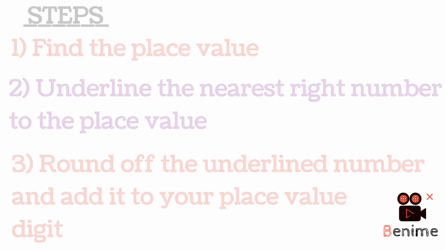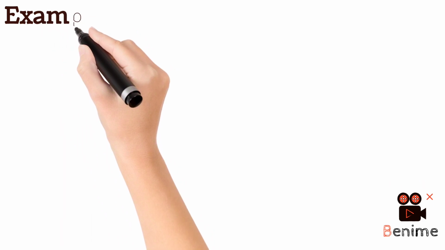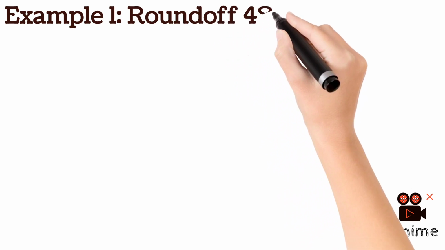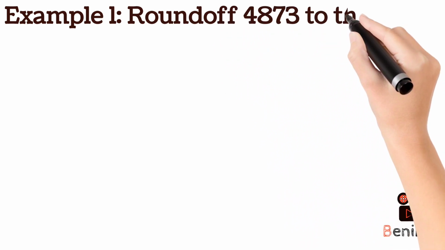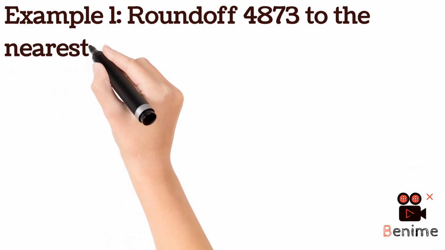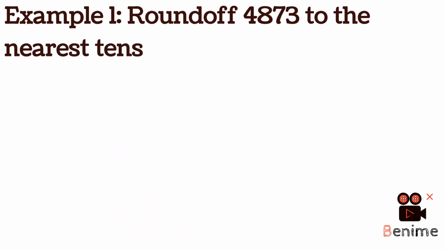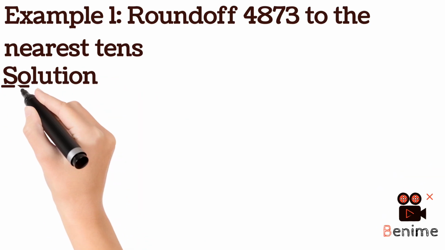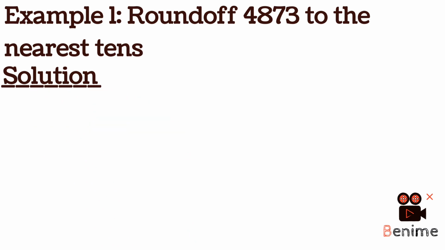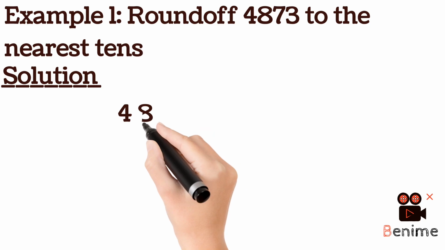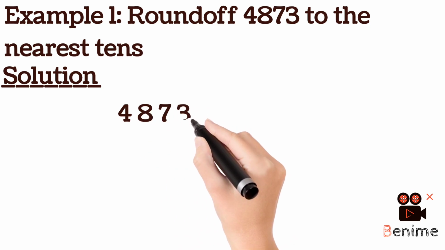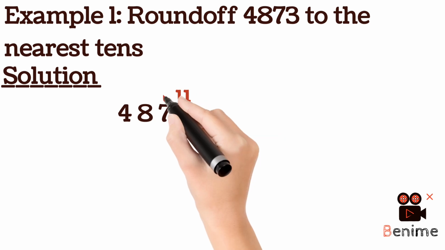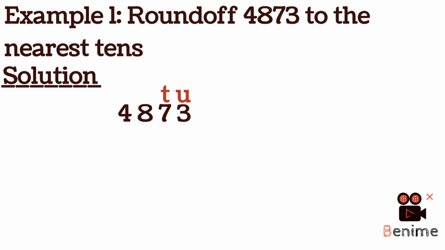Let's look at example 1. Round off 4,873 to the nearest tens. The first thing, as usual, I always start with my solution. Okay, I'm going to write out the digits given to me. Then I'm going to start with the first step, the place value. I have my units and my tens. I'm going to stop there. The next thing is to underline my nearest right number to the place value, which is 3.